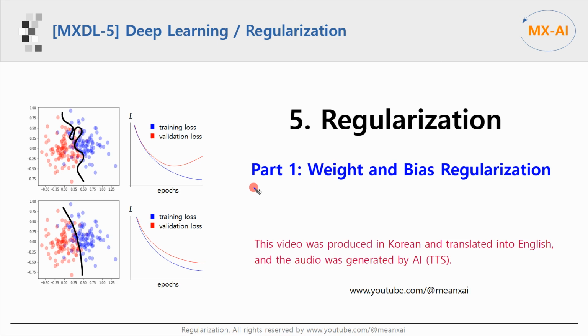In the next two videos, we'll look at the fifth topic in deep learning, regularization of neural networks. Regularization has been discussed a lot in machine learning, but here we will look at how to apply regularization to neural networks. This video is part 1, and we'll look at how to apply regularization to weights and biases.